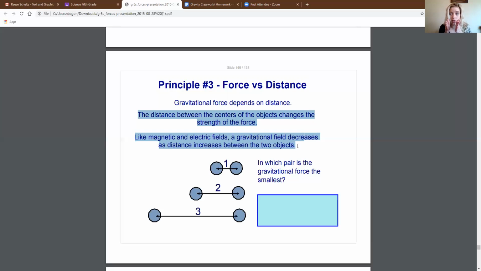So objects that are closer together are going to have a greater gravitational attraction, where objects that are farther apart are going to have less of a gravitational attraction. So go ahead and copy those 2 points down.